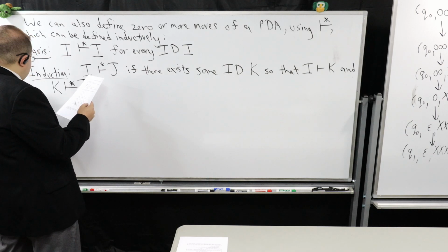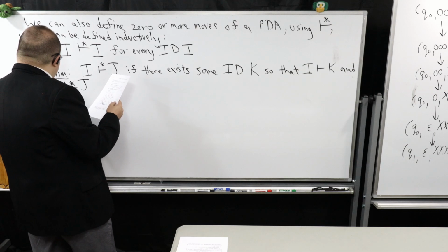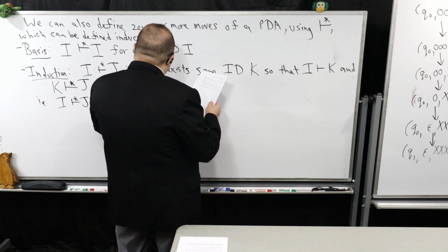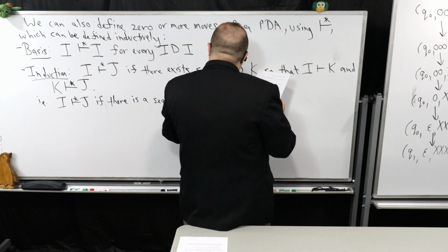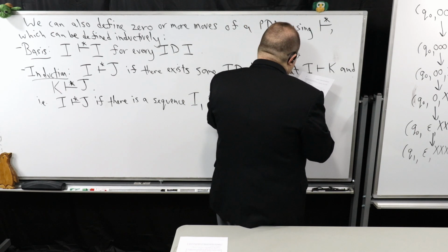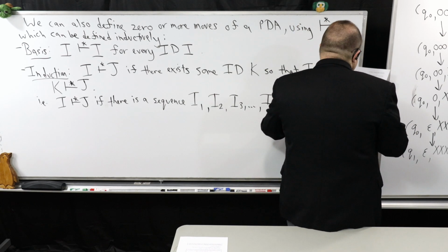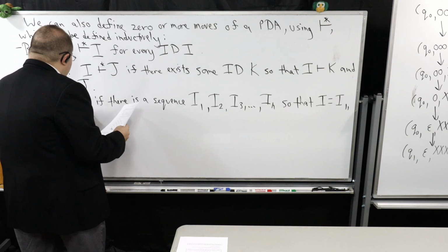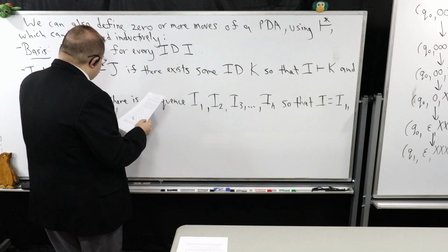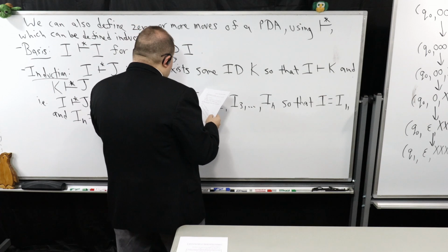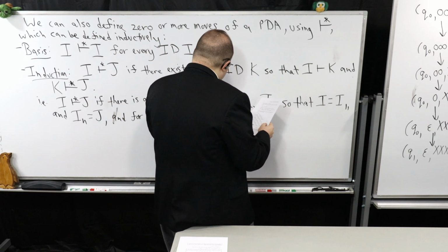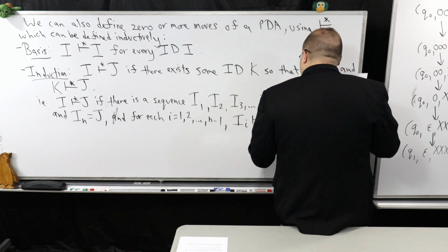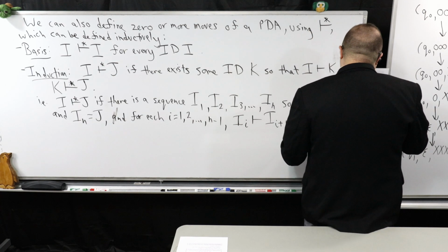So just to be clear what I mean by this, i.e., just to elaborate on this, I moves to j if there is a sequence I1, I2, I3, all the way up to IN, so that I is equal to I1 and IN is equal to j. And for each lowercase i equal to 1, 2, all the way up to n minus 1, I sub i moves to I sub i plus 1 is satisfied.